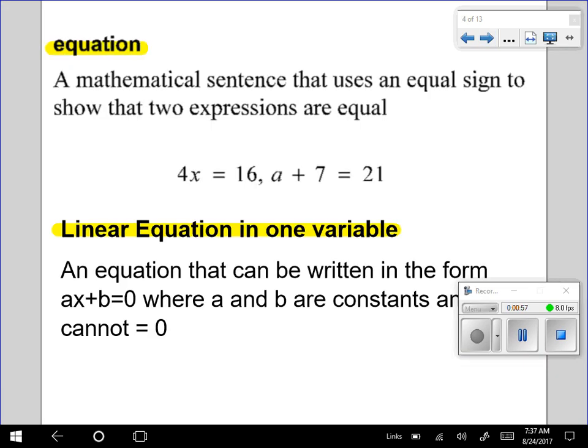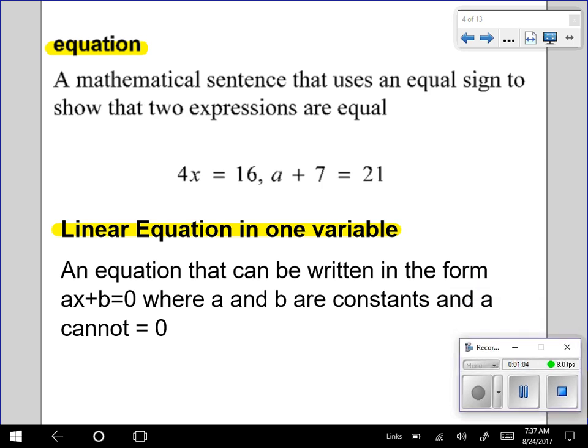So first vocab word here, pretty simple, is equation. Equation is just a mathematical sentence that uses an equal sign to show that something's equal, right? So we have something like 4x equals 16. We know that those are equal is what it's telling us. And yeah, we might be asked to solve for x here, but we just need to know what an equation is. That's super basic, but it's highlighted. Please write it down.